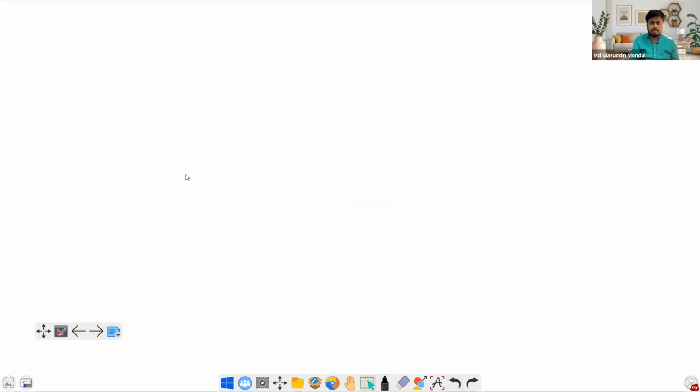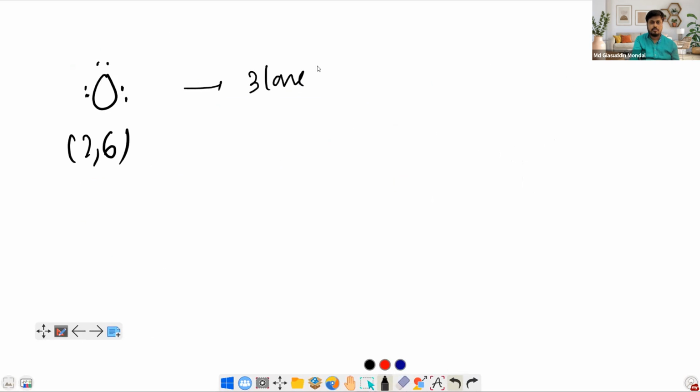Now moving to the next one. Now tell me one thing. If I am drawing oxygen, how many lone pairs of electrons are here? Can you say? The electronic structure is 2, 6. So I have drawn three lone pairs. How many lone pairs are here? 3 lone pairs of electrons. This is a very good question. Now tell me, in fluorine, how many lone pairs of electrons are there?